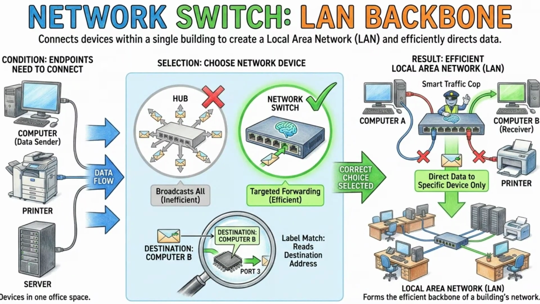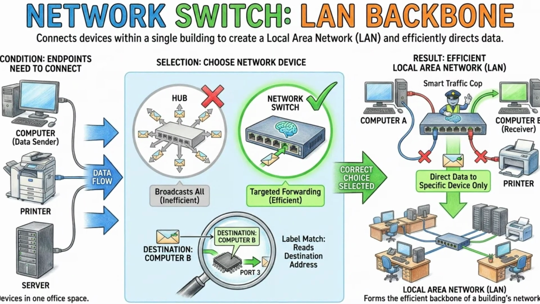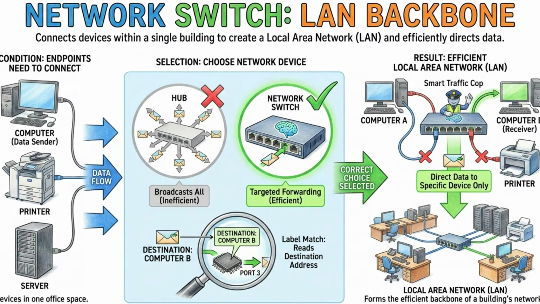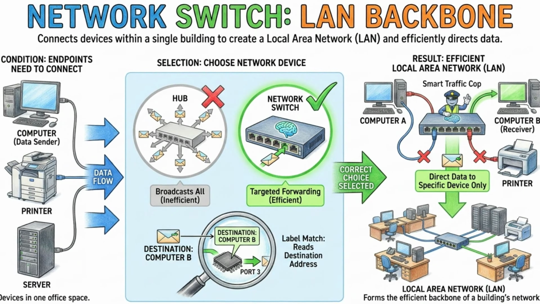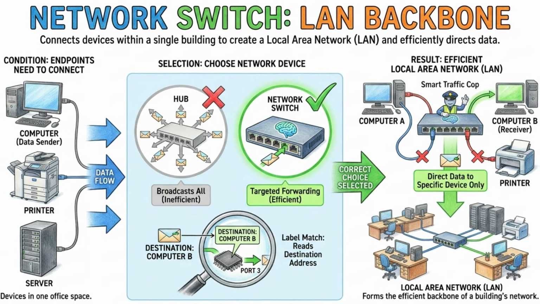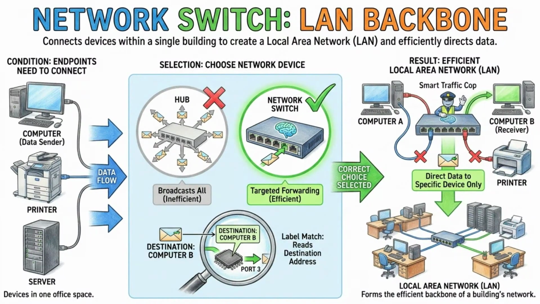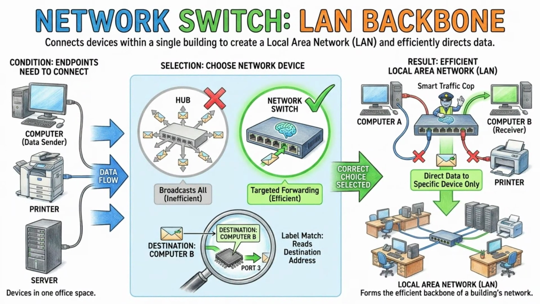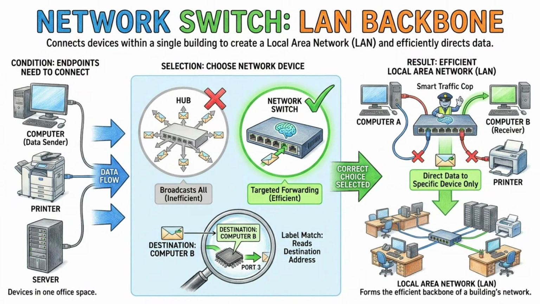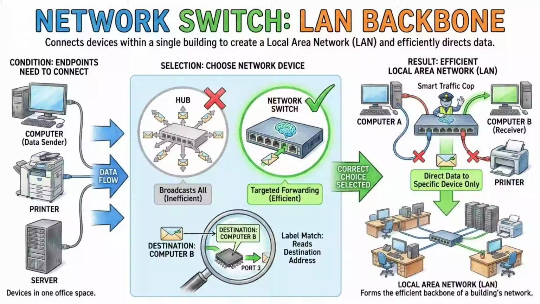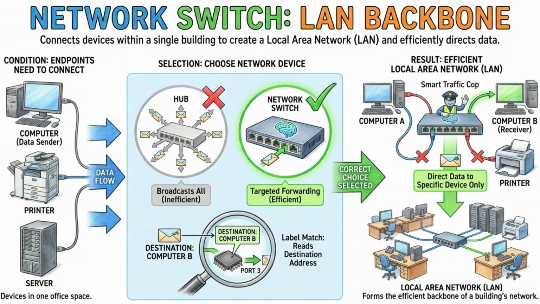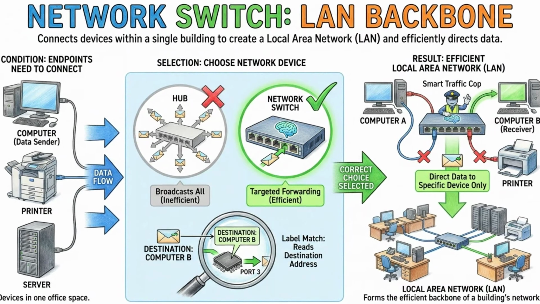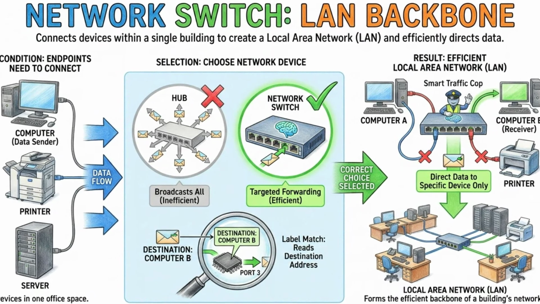To connect all these endpoints together within a single building or office space, we use a specialized device called a network switch. A switch acts as a central meeting point for all the cables coming from computers, printers, and servers in a local area. Think of a switch like an extremely smart traffic cop standing at a busy intersection, directing cars exactly where they need to go without causing collisions. When a computer sends data into the switch, it looks at the destination address and forwards the data only to the specific cable connected to the receiving computer. This targeted forwarding makes switches incredibly efficient and forms the backbone of what we call a local area network.